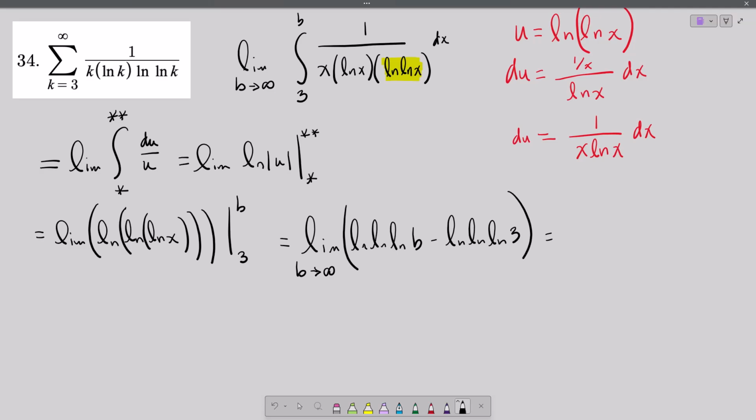And what is that limit as b goes to infinity? Infinity. Still infinity. Therefore, both diverge. So that didn't increase the denominator enough. The denominator is not going to infinity fast enough for this to converge. All right, so they both diverge.